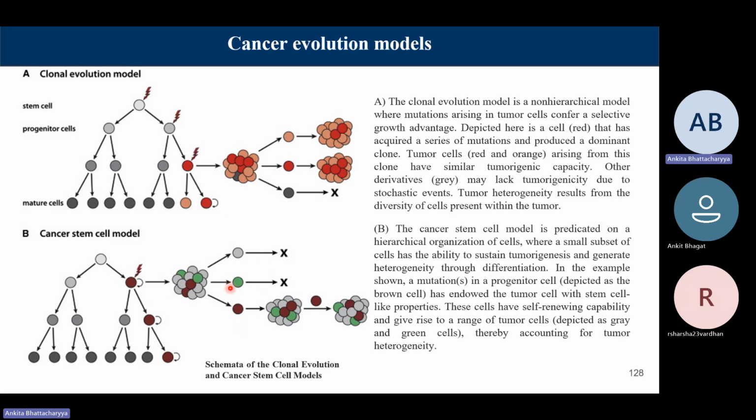Among these, green by itself might not be able to generate a tumor, and gray might not be either. However, when red is present, it can divide, which means that it is a cancer stem cell. Red can keep on dividing, and red can generate more and more types of gray and green, and it can keep on increasing the diversity even further. So basically, that gives rise to more tumor heterogeneity.